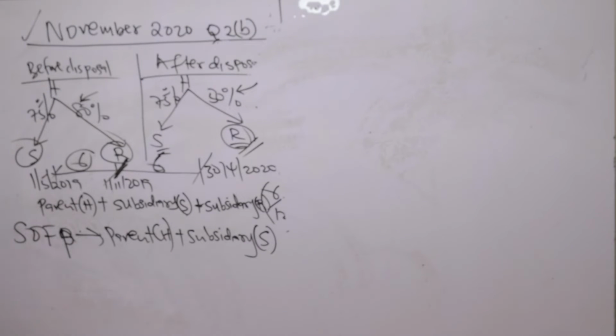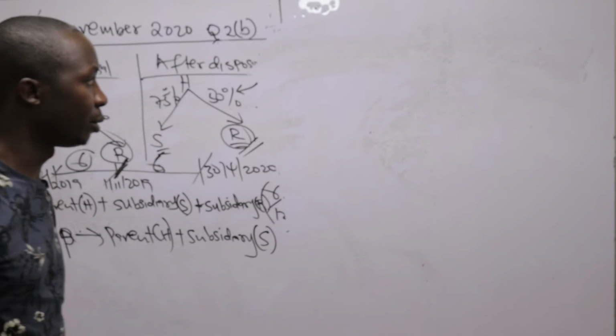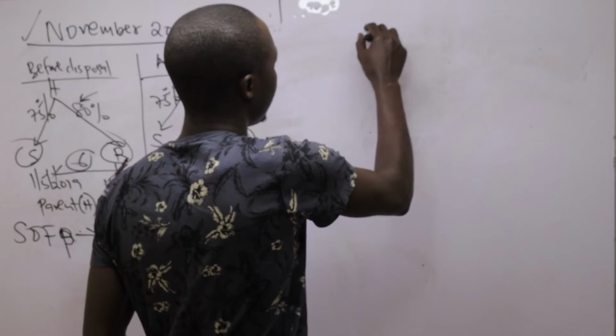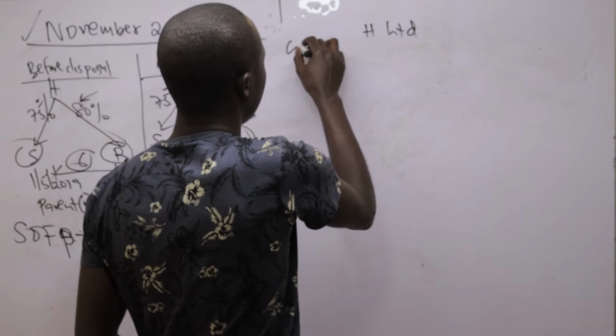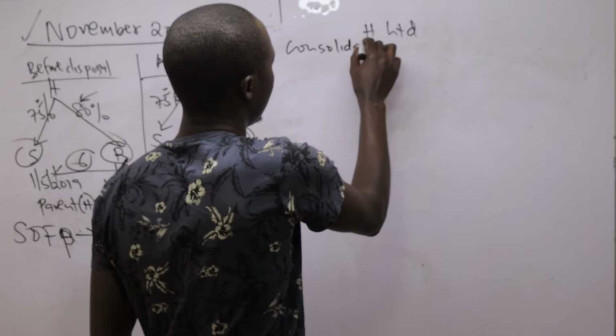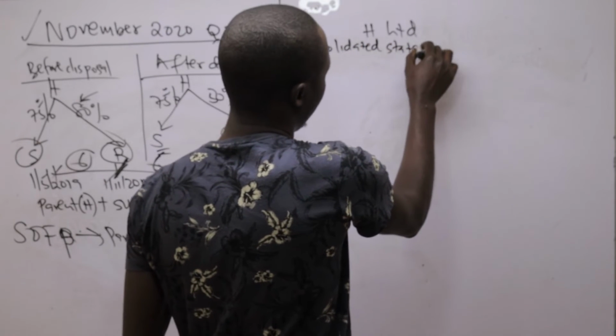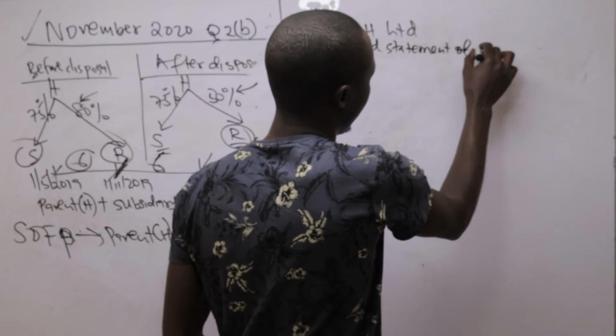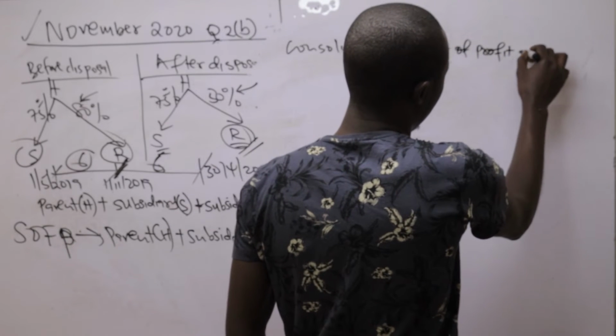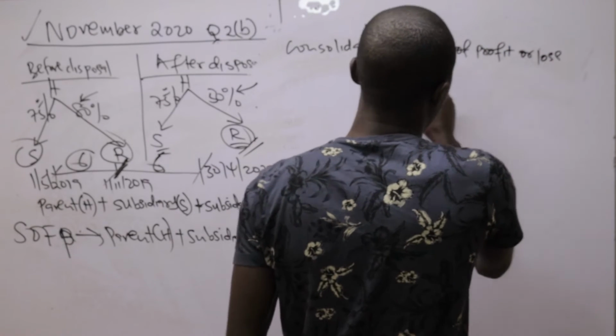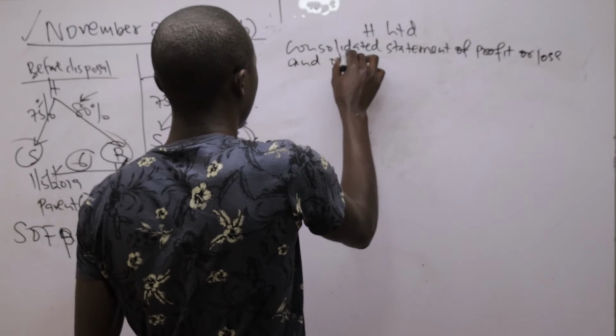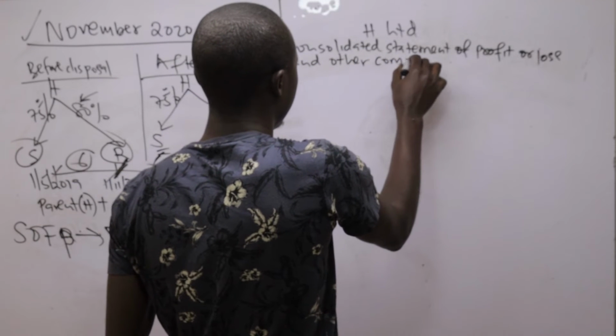So we can write the heading. You can do that as a student. Write the heading: H Limited, consolidated statement of profit or loss and other comprehensive income.